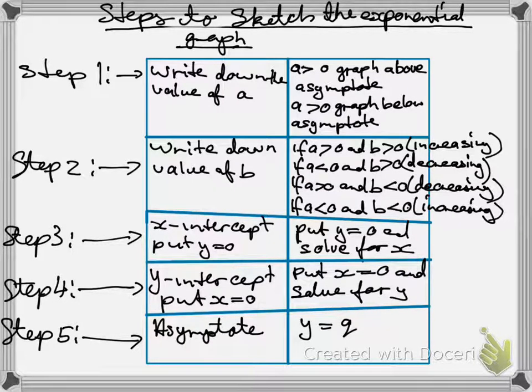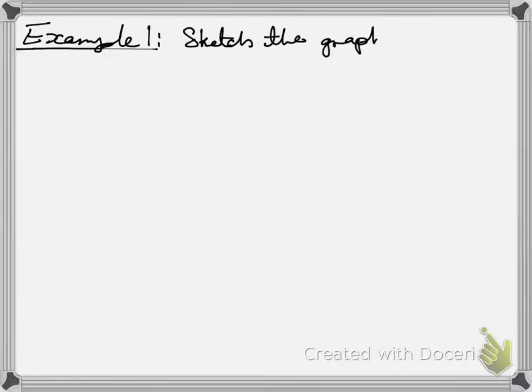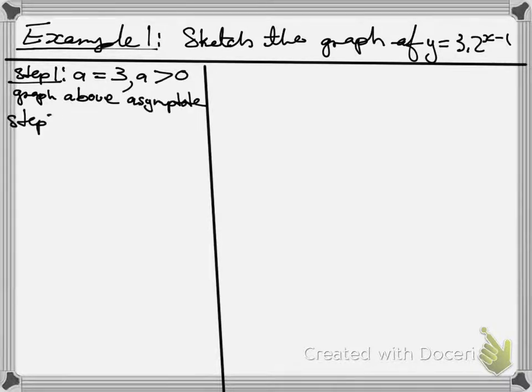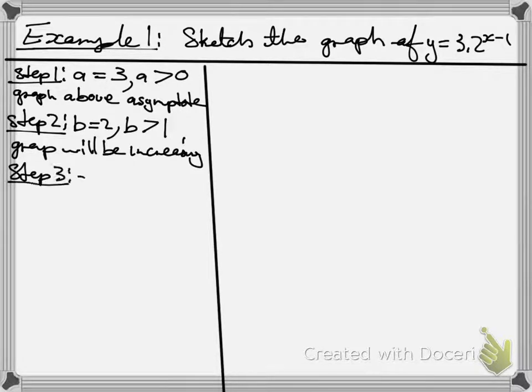Let's look at some examples. That way you will understand what is happening. Right. Example number 1. They say sketch the graph of y = 3 multiplied by 2^x minus 1. So first of all, you look at the value of a. a = 3, which is greater than 0. So the graph will be above the asymptote. Now, b is 2. Since our a is greater than 0 and our b is greater than 0, the graph will be an increasing function.